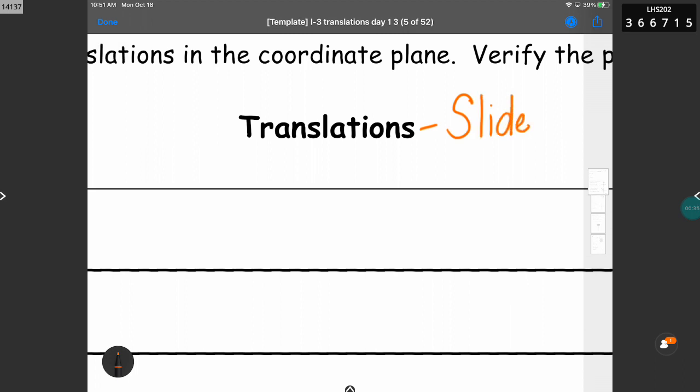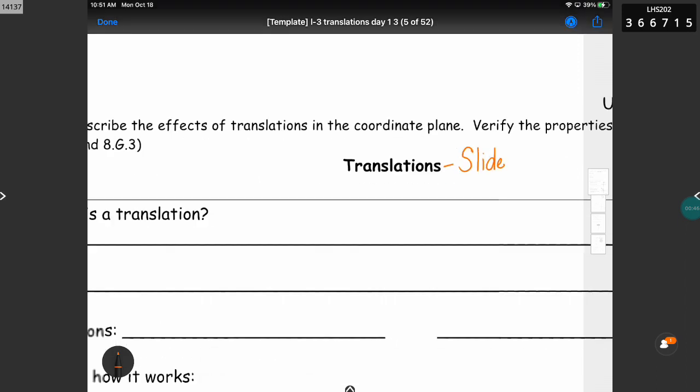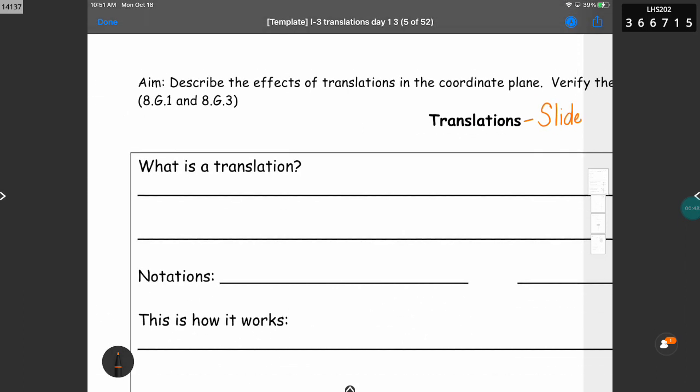So today we're going to focus on translations. Tomorrow we're going to focus on reflections. And then Wednesday we're going to focus on rotations. We'll do all three of those again on Thursday. And then you will take a test on Friday. Okay?